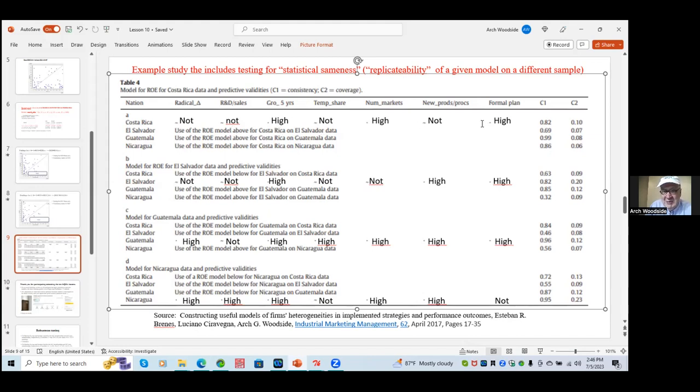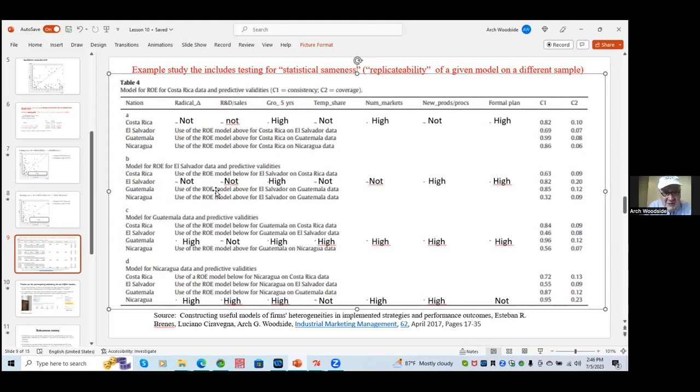And the question is, does it work on the other countries for the cases of firms in the other countries? And if you look at the C1, which is consistency, C2 is coverage, you see that for the Costa Rica model, it's above the benchmark of 0.82, and it works quite well on 2 other countries, the cases in Guatemala and Nicaragua, but not in El Salvador.